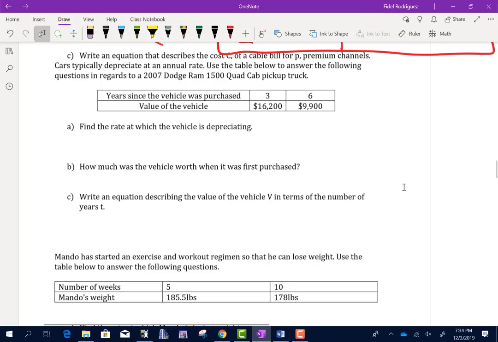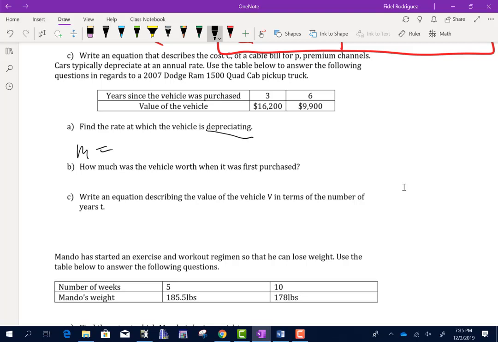All right, so let's take a look. That says cars typically depreciate at an annual rate. Use the table below to find the following question in regards to a 2007 Dodge Ram 1500 quad cab pickup. All right, so look what it says. 3 years after we bought it, the truck is worth $16,200. 6 years after we bought it, the truck is worth $9,900. Guys, is the truck going up in value or down in value? Down. Okay, so we're going to find the rate at which it's depreciating. Depreciating is just a fancy word for saying it's going down, right?